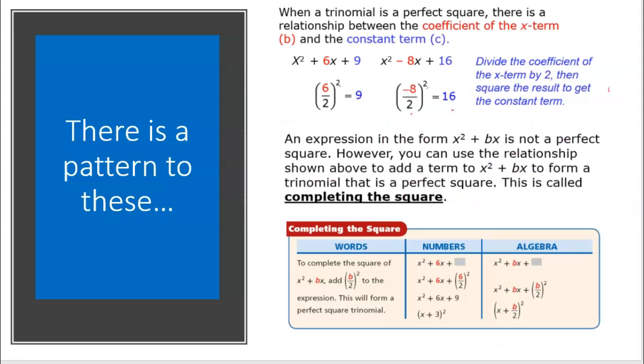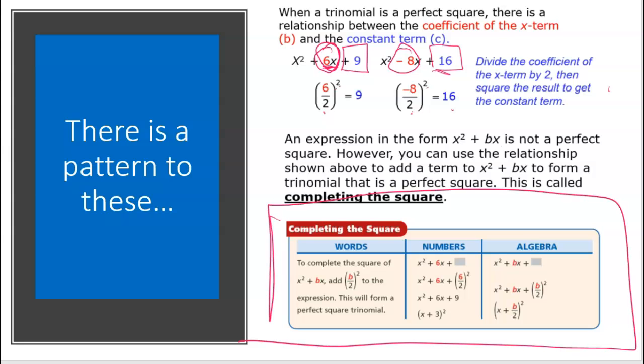Okay, there is also another pattern to these that we can use when we're looking to complete the square. The other pattern is that b, the coefficient in front of the x, not the x squared, the x, divided by 2 squared equals c when it's a perfect square trinomial. See that? This is called completing the square if we want to use these perfect square trinomials.